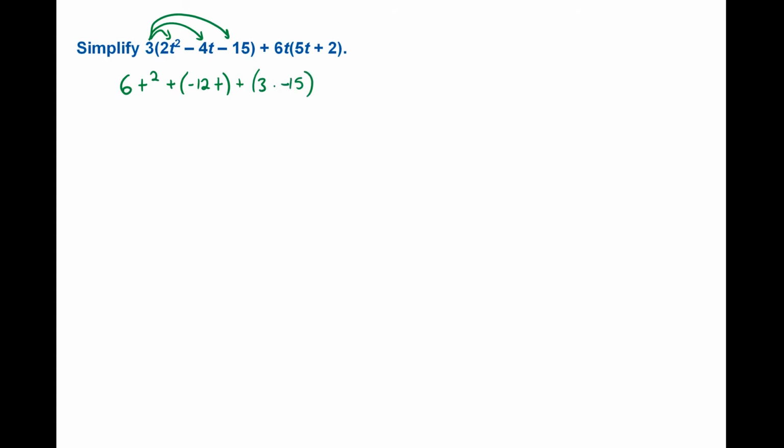All right, before moving on to the next one, why don't we simplify this? So I get 6t squared minus 12t minus 45, which is 3 times negative 15. In the next one, I get 6t times 5t. So that would be 6 times 5, which is 30, and t times t, which is t squared. And then 6t times 2, that would be 6 times 2, which is 12, and then t times just 1, so 12t.